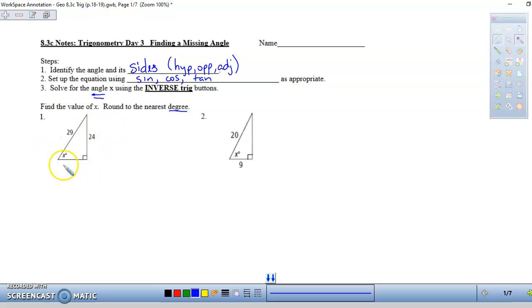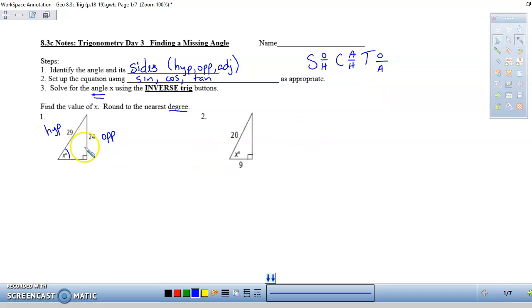Number 1, obviously we have this angle here that we are talking about. We have the 24 labeled. That is going to be opposite of the x. We have the 29 labeled. That is across from the right angle, so that is going to be the hypotenuse. Now, always, always, always, we're going to write SOHCAHTOA at the top of your page. It's always just a great thing to remind yourself of on every single page.